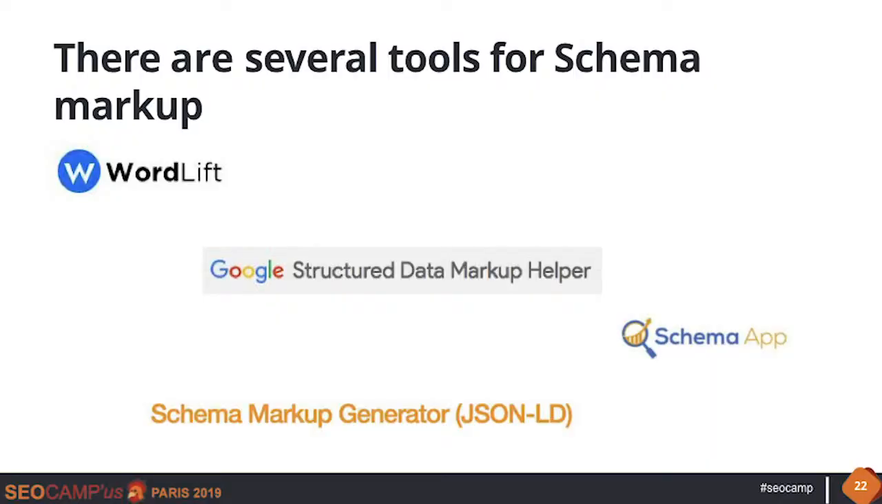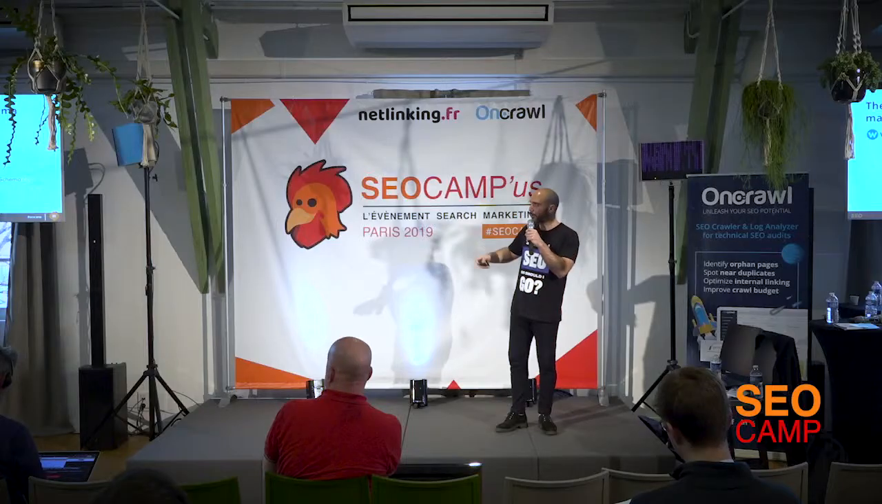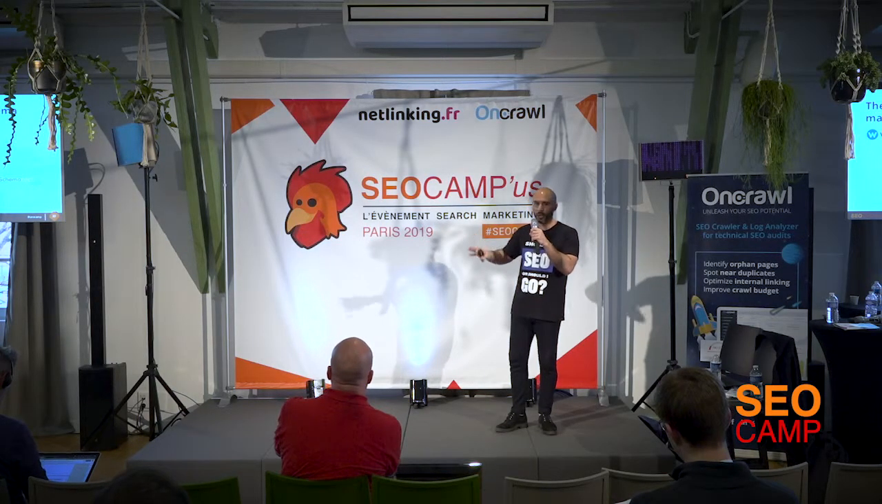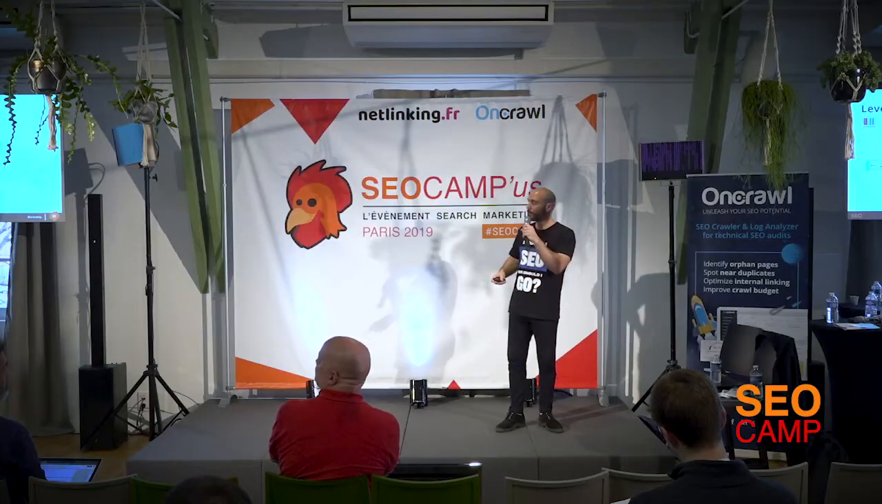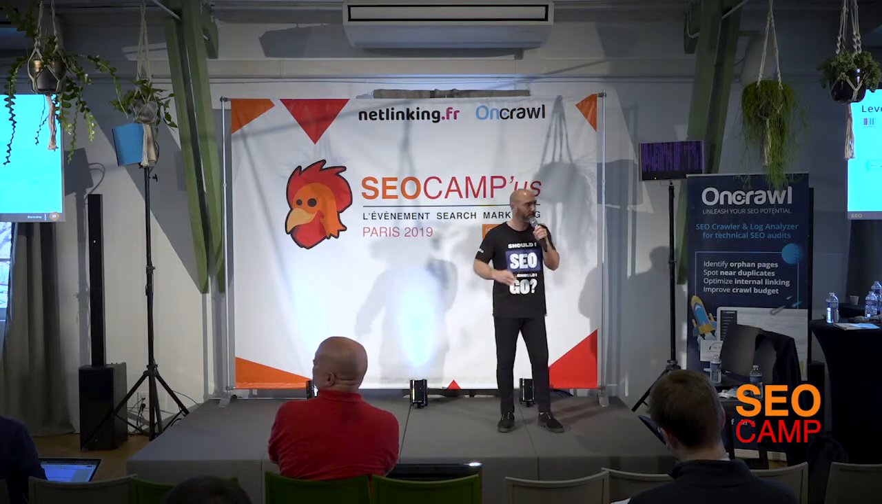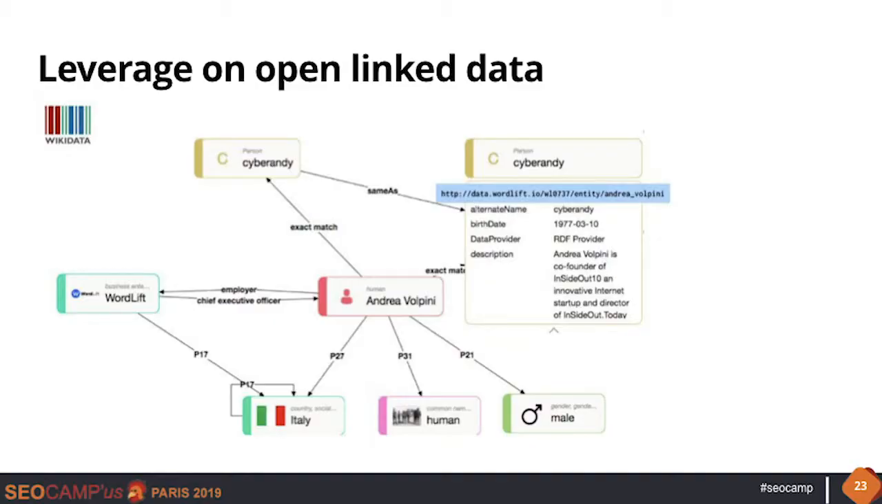Now, there are several tools to implement schema markup. There is the markup helper, the schema app, and then there's WordLift. On our end, we try to automate the process. We try to make everything very smooth, even for people that don't know how to code. So we make it possible for everyone to add structured data to web pages. And we leverage open linked data. It means that we connect everything you have within the structured data so that Google can understand the context of your web pages.